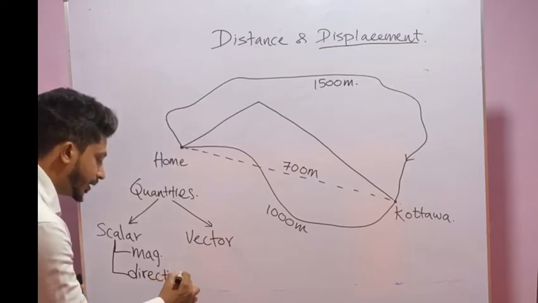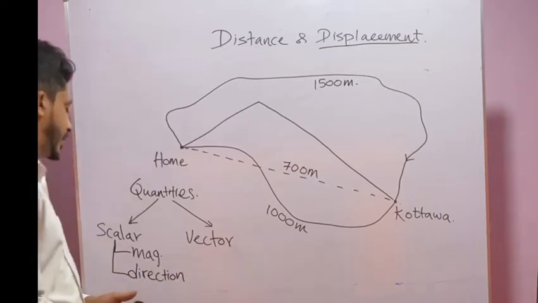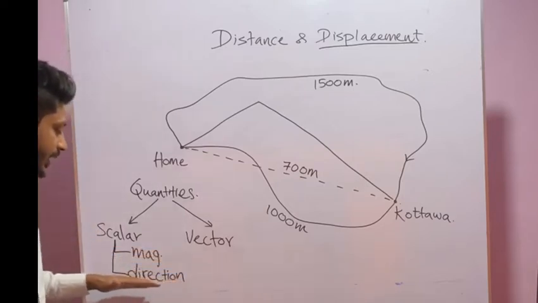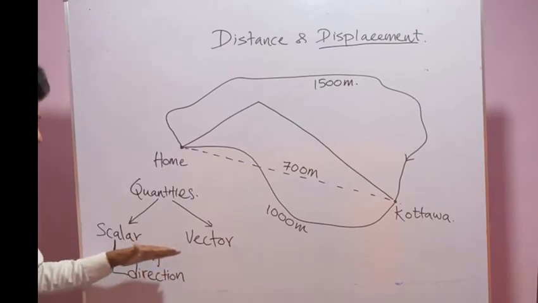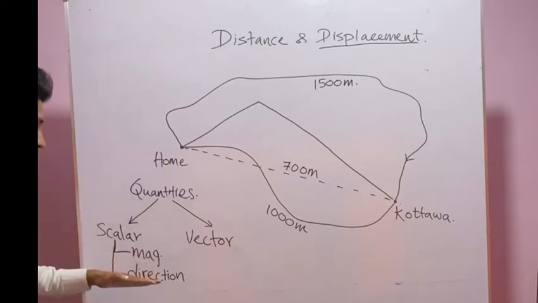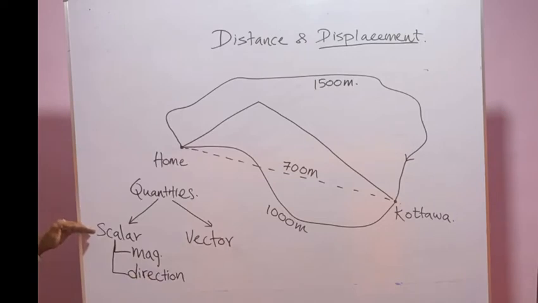Actually, does not have a direction means scalar quantities do not depend on direction. Direction cannot make a change to scalar quantities. In other words, there is no meaning in defining direction for scalar quantities. There is no specific direction to scalar quantities.